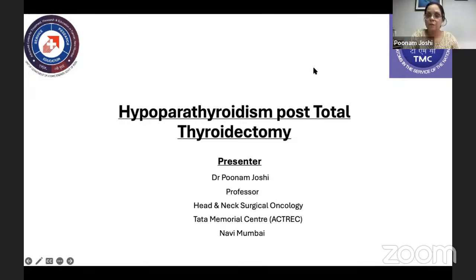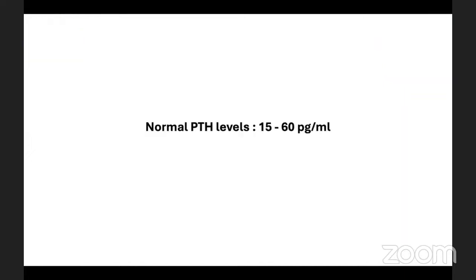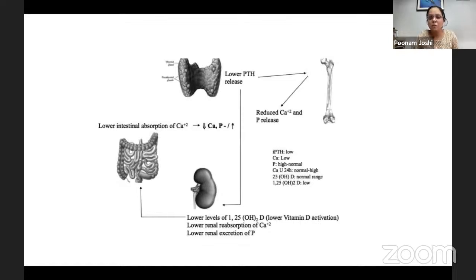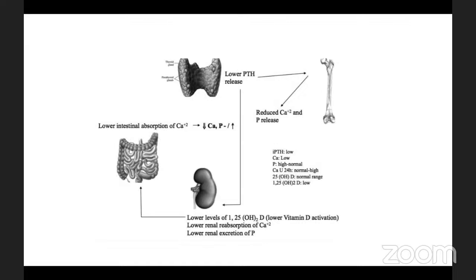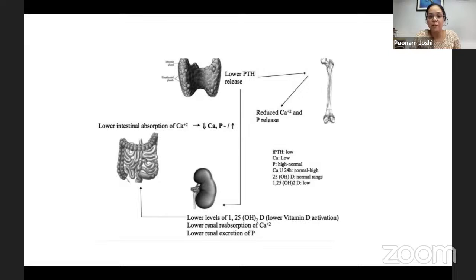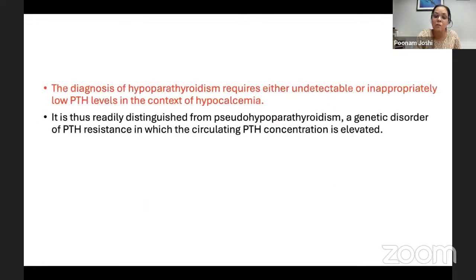So the topic is management of hypoparathyroidism post total thyroidectomy. If you see the normal levels of the hormone, they usually range from 50 to 60 picogram per ml. To see how calcium homeostasis happens, and how hypoparathyroidism due to several causes leads to differences in levels of calcium and phosphorus: the first figure shows that post total thyroidectomy, you may have lower PTH release, and this may lead to reduced calcium and phosphorus release in the blood from the bones, and ultimately even lower absorption of calcium, thus lower levels of calcium and a high level of phosphorus. So this is how hypoparathyroidism usually works.